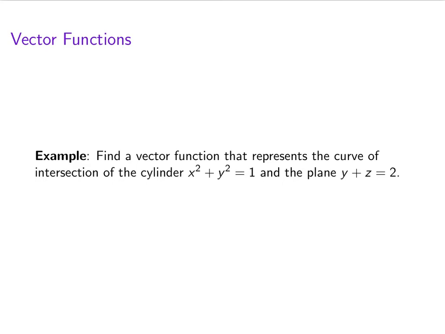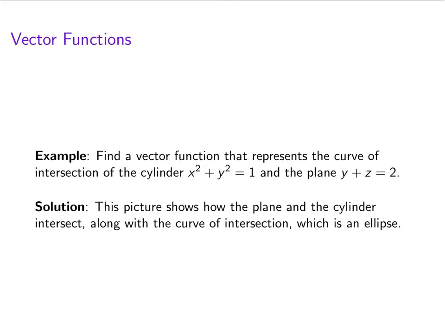Hello, calculus fans! Let's find a vector function that represents the curve of intersection that we get when we take the cylinder x squared plus y squared equals 1 and intersect it with the plane y plus z equals 2. You should recognize y plus z equals 2 as a plane as it falls into the standard definition of the scalar equation of a plane.